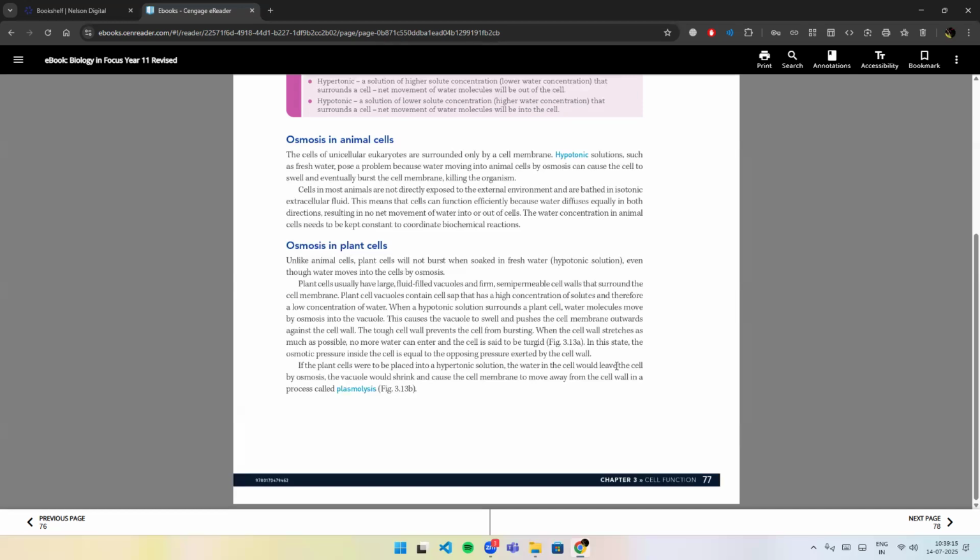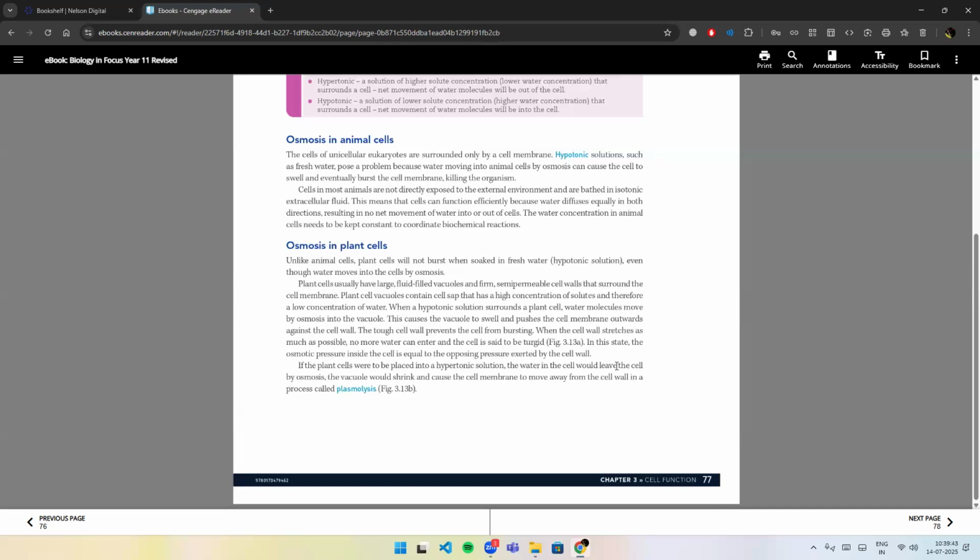When a hypotonic solution surrounds a plant cell, the water molecules move by osmosis into the vacuole. This causes the vacuole to swell and pushes the cell membrane outwards against the cell wall. The tough cell wall prevents the cell from bursting. When the cell wall stretches as much as possible, no more water can enter the cell and the cell is said to be turgid.